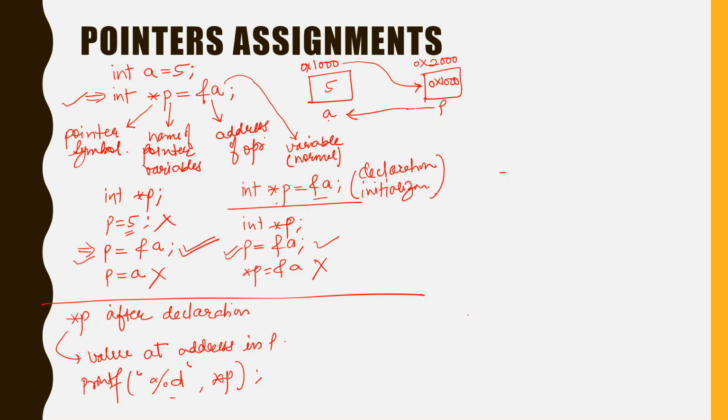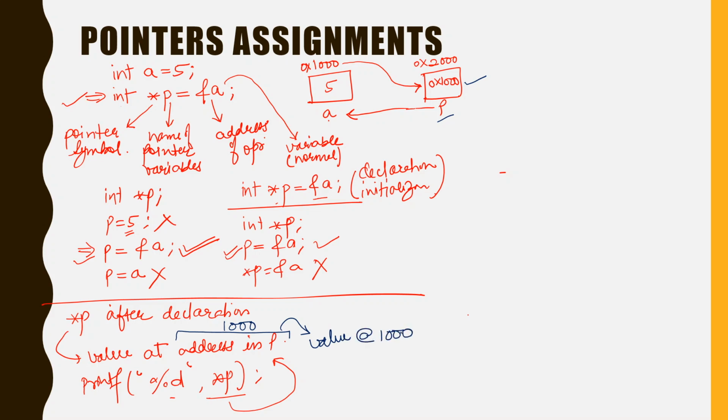So how are we going to read this? We will read it like this: value at address in p. And if you want to resolve this statement, you will first read the address in p. First, the address in p. What is the address in p? This is p, and the address in p is 1000. So it changes to value at 1000.